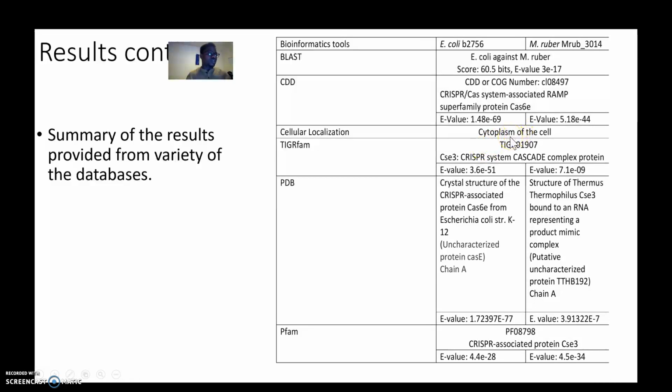And then next we use PrEP. We use the PrEP database and the TMHMM to predict that the proteins coded by these genes are localized within the cell.